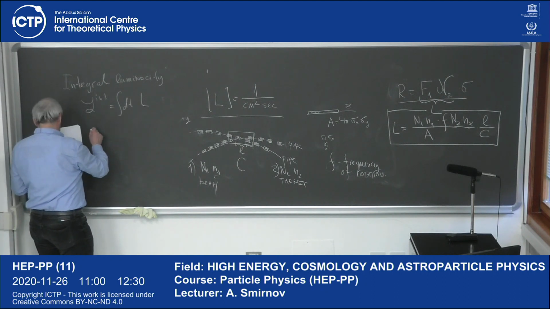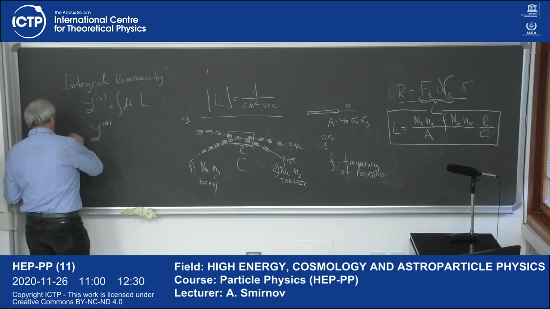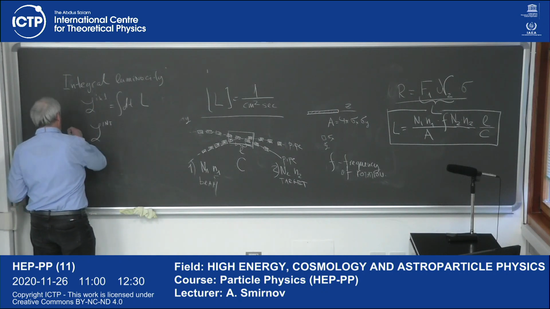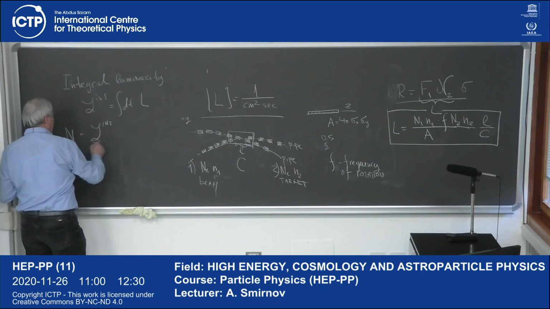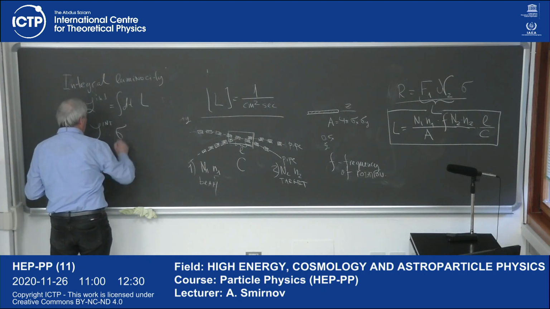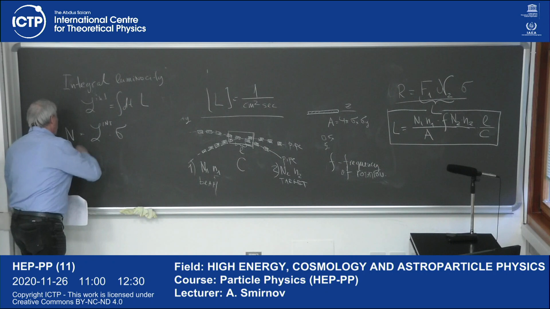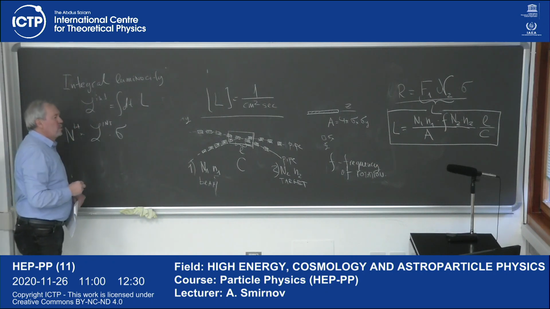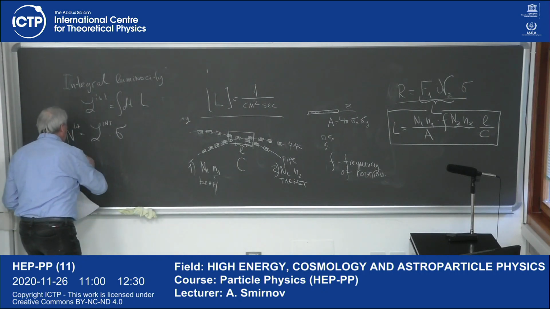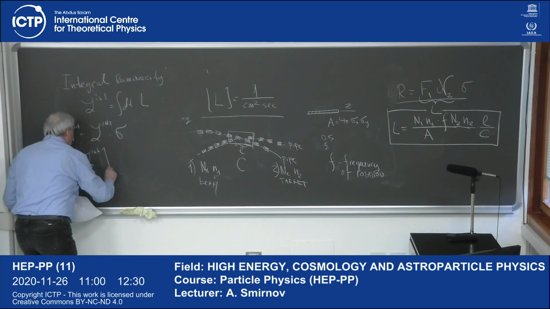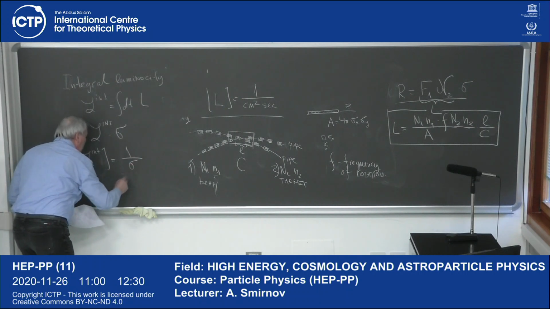So the integral luminosity, using this, gives you immediately the number of events detected, not a rate but the number of events, multiplied by cross-section. So this is the total number of events which you will observe during the time of your experiment. This is dimensionless, and therefore integral luminosity can be measured in units of 1 over sigma, the cross-section.